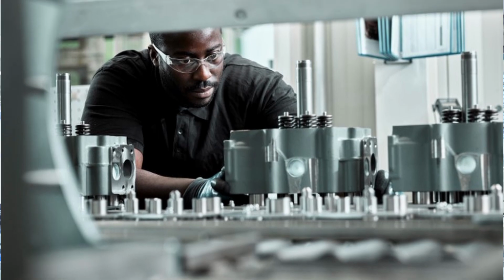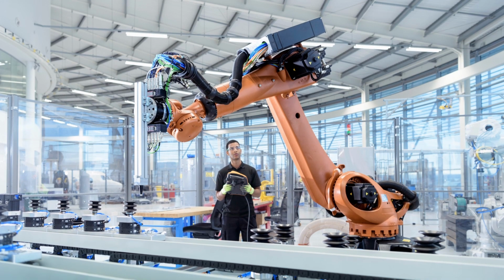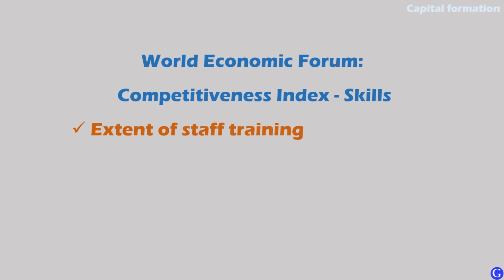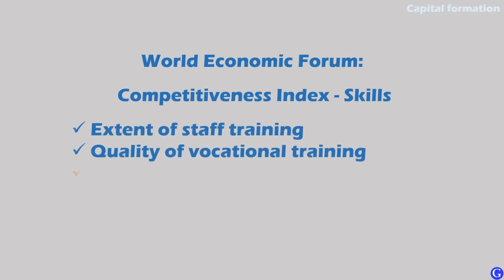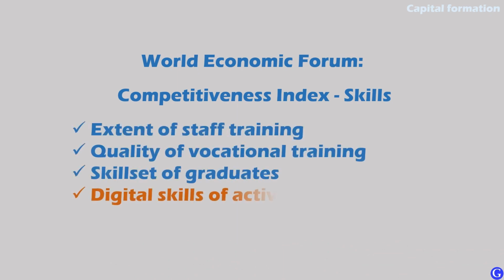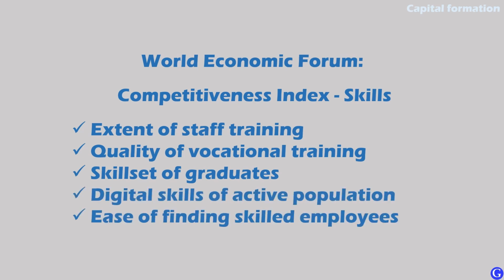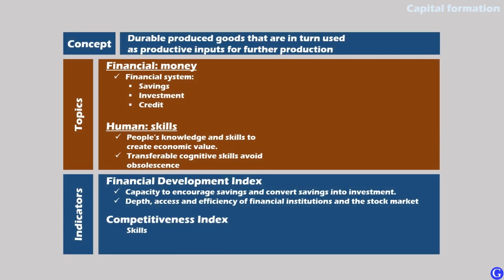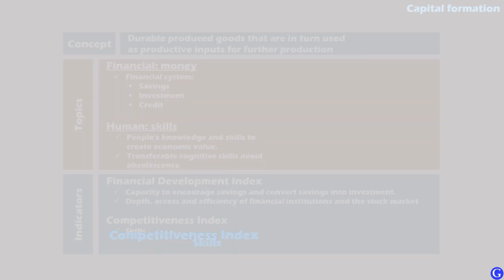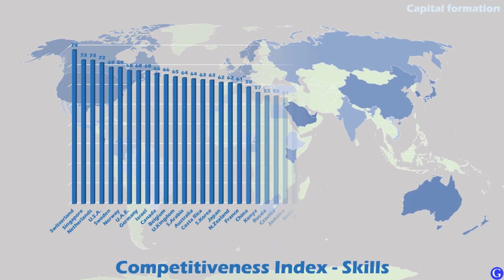This measurement evaluates several of the elements of human capital. These are the extent of staff training, the quality of vocational training, the skill set of graduates, the digital skills among the active population, and the ease of finding skilled employees. The indicator receives a score from 0 to 100. Let's see how our sample of countries fares in skills.